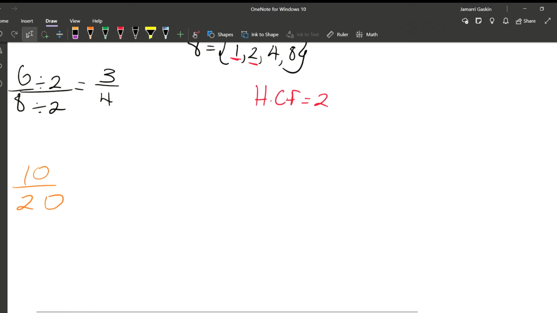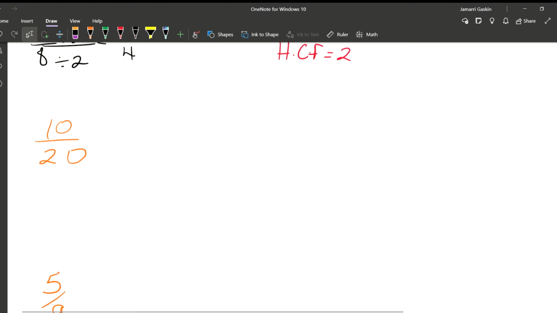Let's look at another example. 10 over 20. Okay? Bigger numbers. Let's go. So we first list the factors of 10 and the factors of 20.